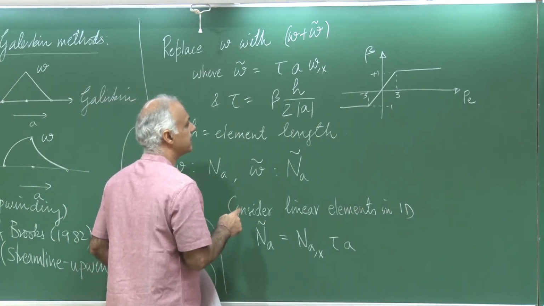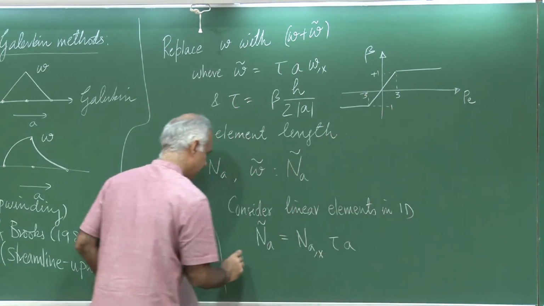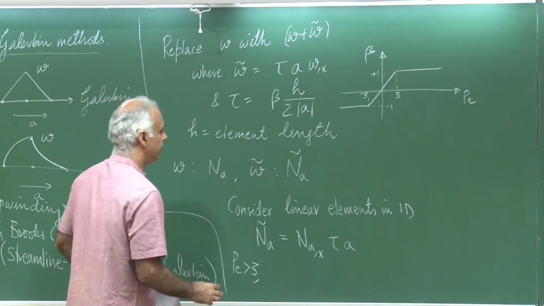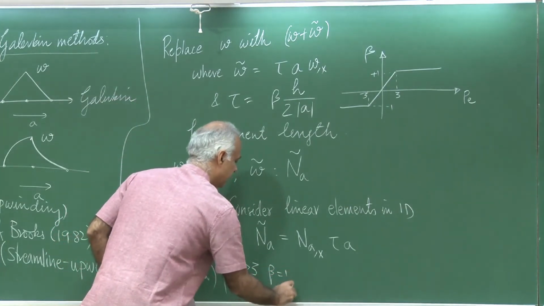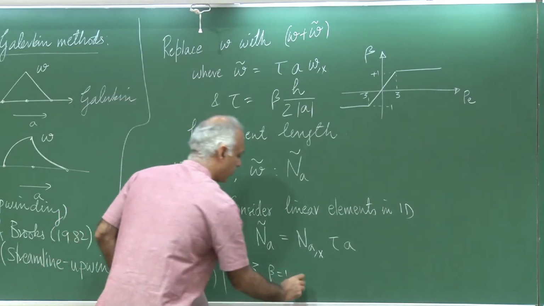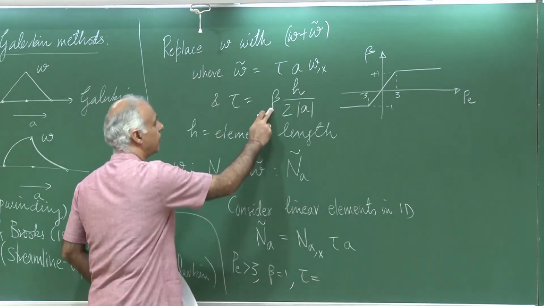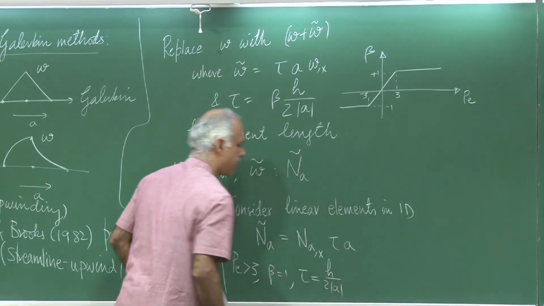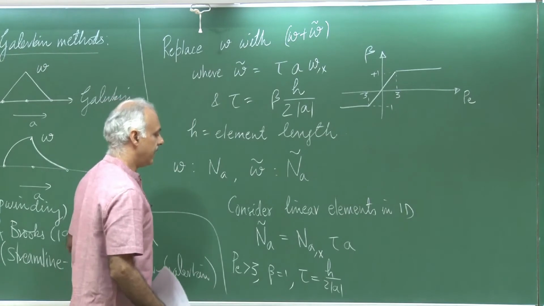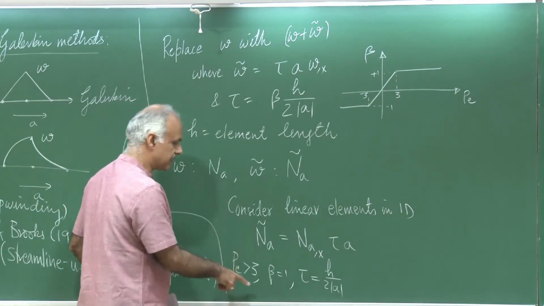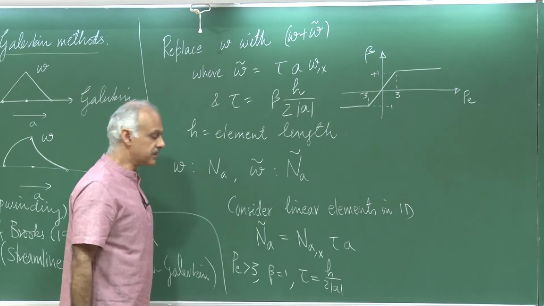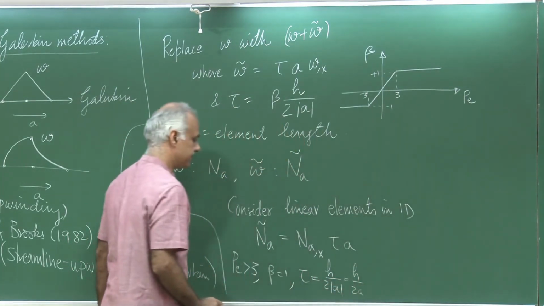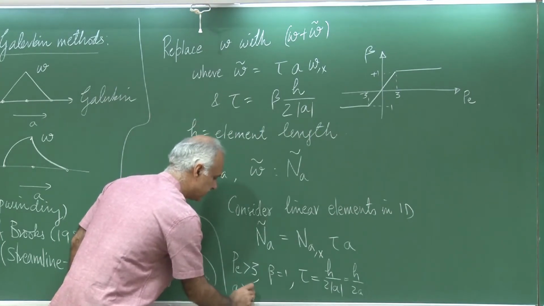I am now going to consider a Peclet number larger than 3. So, for Peclet larger than 3, you can see my beta is equal to 1. So, my tau from this formula is given as h over 2A, and in fact, because Peclet is positive, A is also positive. So, I am going to simply write this as h over 2A. So, A is greater than 0.